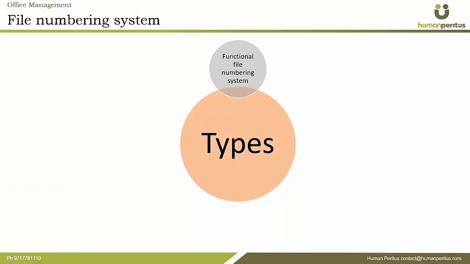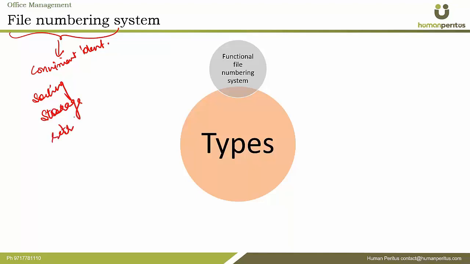All right. What is the need basically to number the files? See, why is file numbering important? We must know this. It is basically for convenient identification, sorting of files becomes easy, storage becomes easy, retrieval of papers becomes easy. All right. So this is basically the purpose of numbering a file.